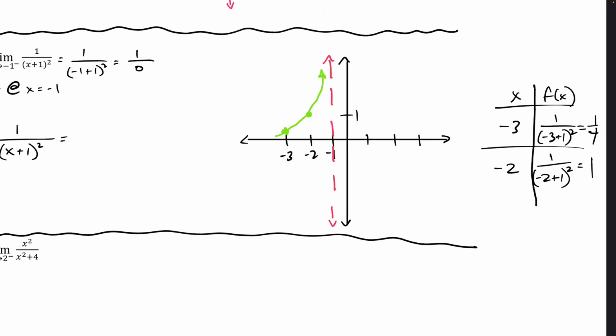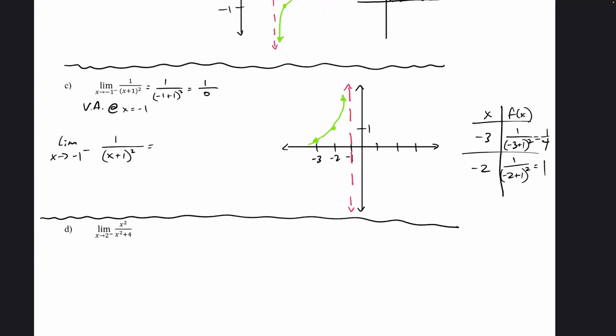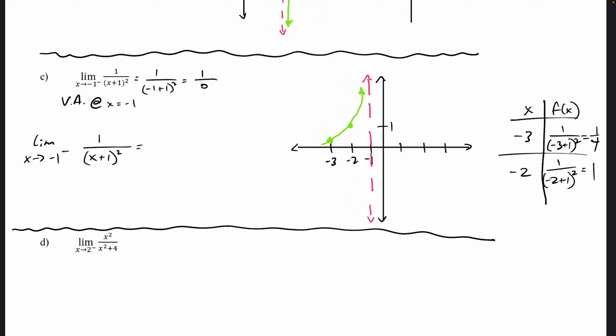This one's heading up. So because there was a vertical asymptote there, you only have 2 options: positive infinity, negative infinity. And if it's heading up, that means what y value is it approaching? Positive infinity.